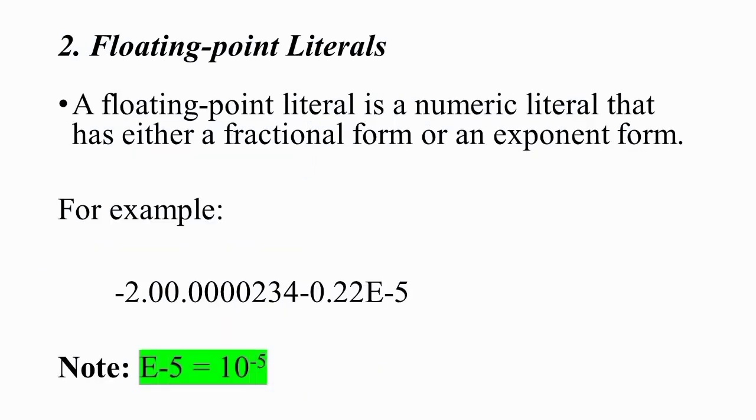Next literal, floating point literals. A floating point literal is a numeric literal that has either a fractional form or an exponent form. For example, 2.0, 0.0000234, -0.22E-5. E-5 means 10 to the power of minus 5.